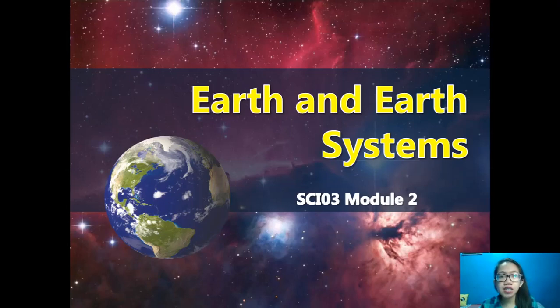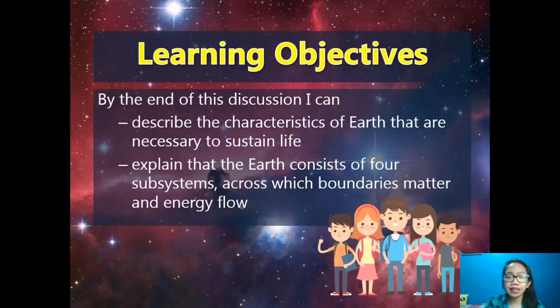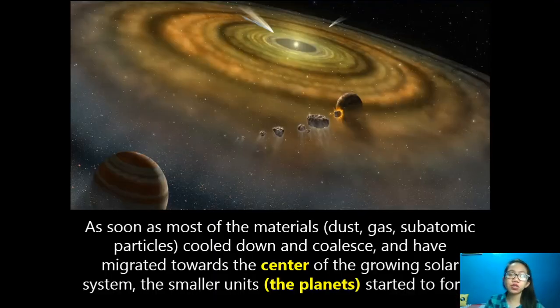Our topic is on Earth and Earth systems. In this module, we will be discussing the specifics of the Earth's formation and what subsystems make up our planet. So for our learning objectives, we have two. First, describe the characteristics of Earth that are necessary to sustain life, and explain that the Earth consists of four subsystems across which boundaries matter and energy flow.